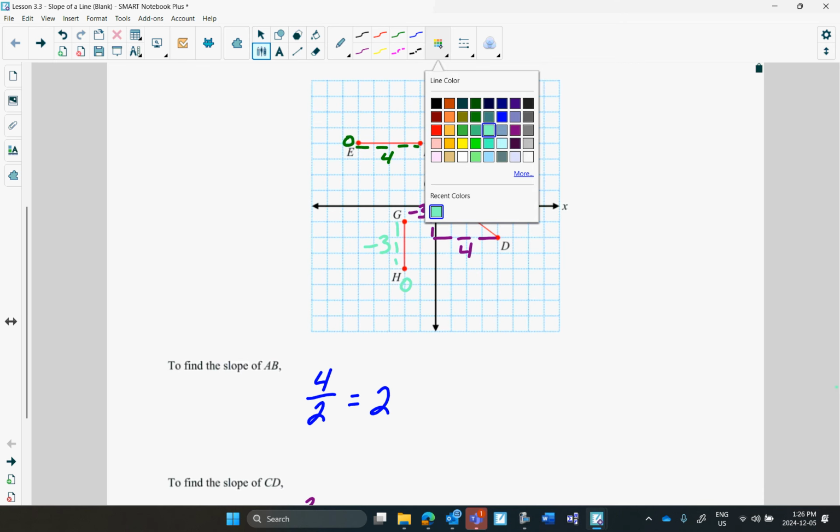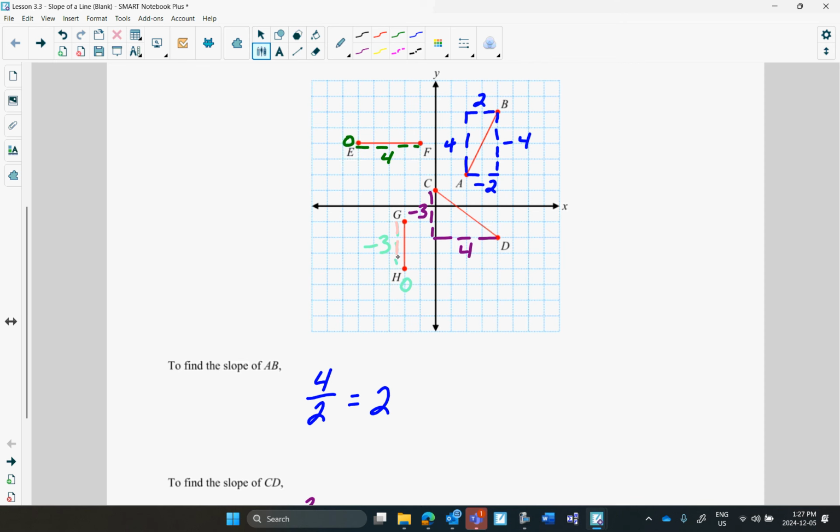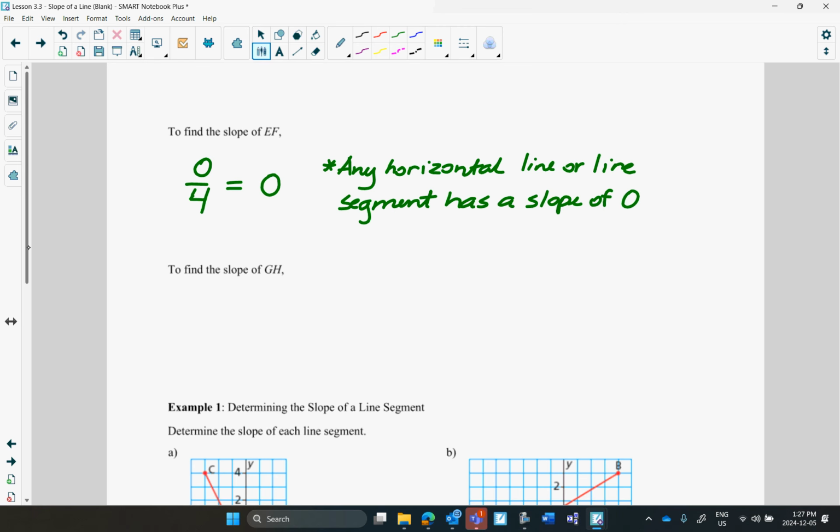I think I need another color. What should I use? That better? That's a little better. So the slope would be -3 divided by 0, which is what? 0 divided by any number is 0.